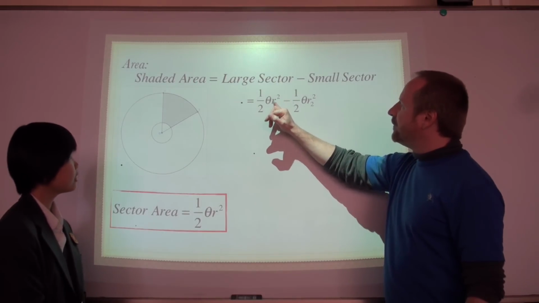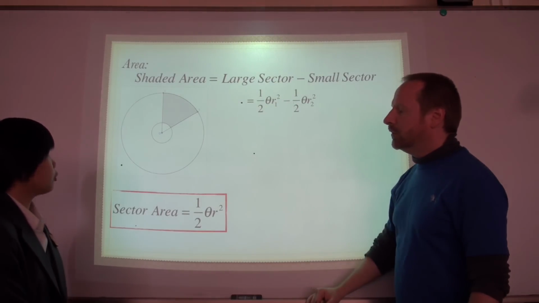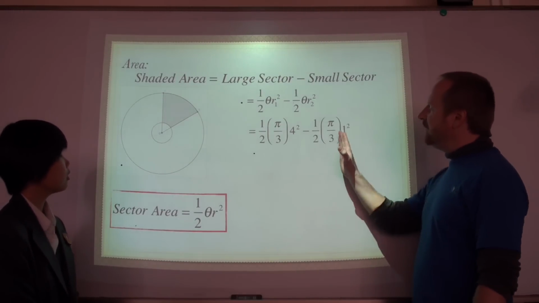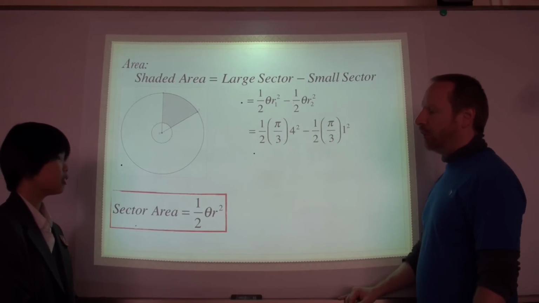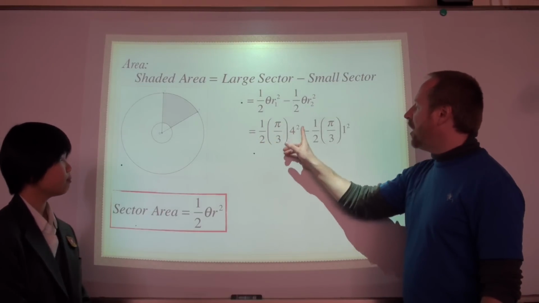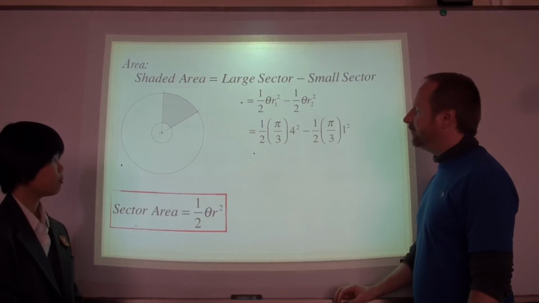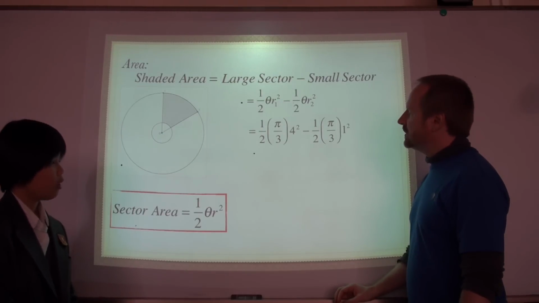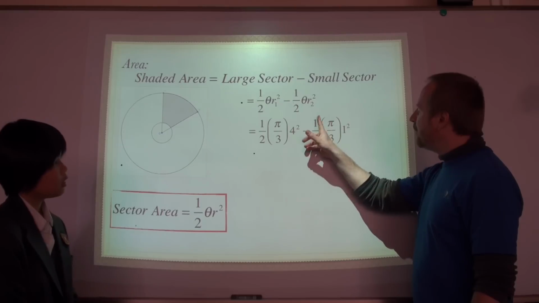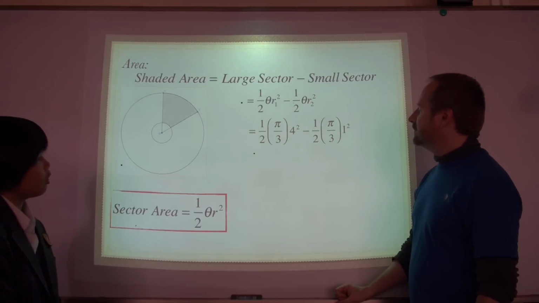Right. And the radiuses now are going to be different. What's the radius of the large circle? It's 4. And what about the small circle? 1. And so putting the information in, we get the following. Okay? Now, what does this first part for the large sector simplify down to? 16 pi on 6. Very good. And the last part? 1 pi on 6.